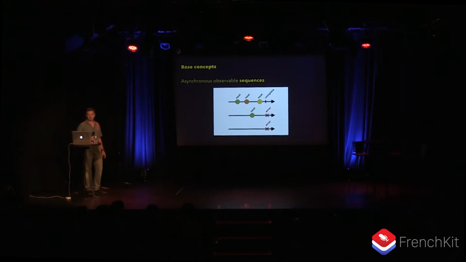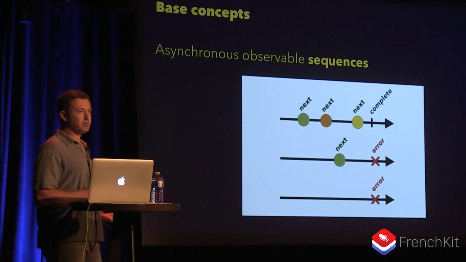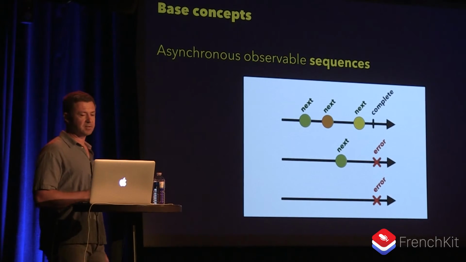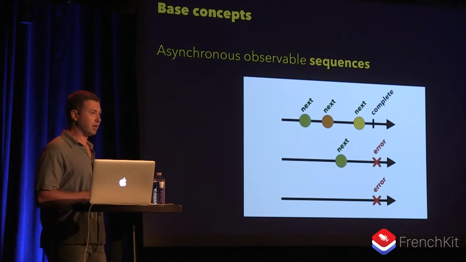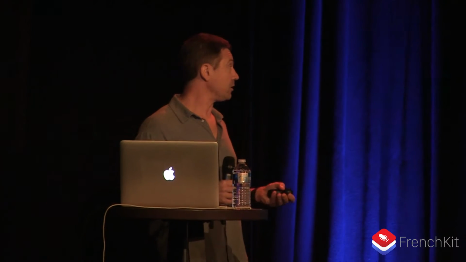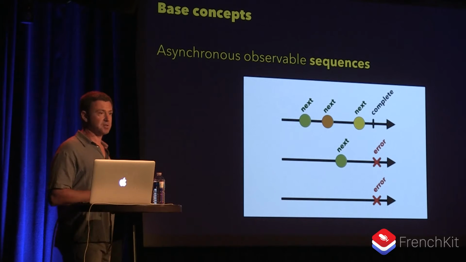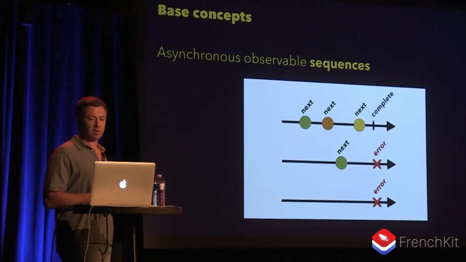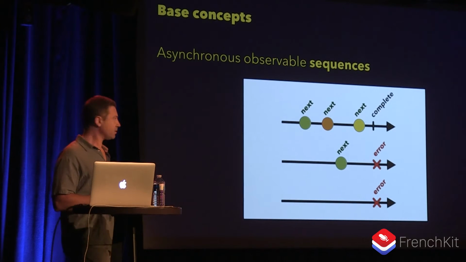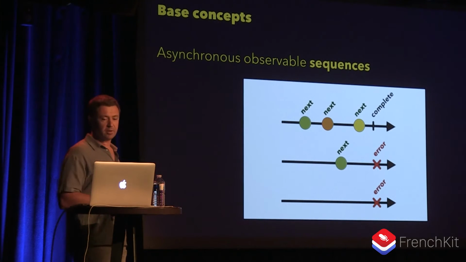So let's dive a bit into the basic ideas in Rx. If there is only one thing you remember from this talk, it's that Rx is all about observable sequences. Every bit of data you have, every event, every result of calculation, every network request, every state change in your application can be modeled as an asynchronous observable sequence. Sequences can deliver 0, 1, or any number of elements. Some of them complete, some of them end up with an error.